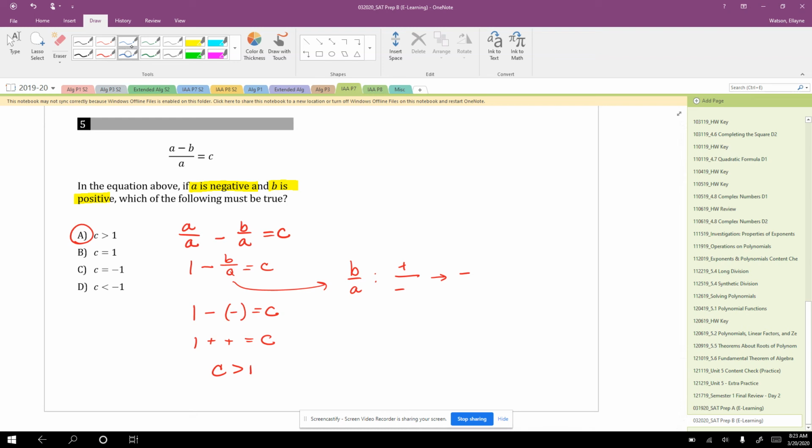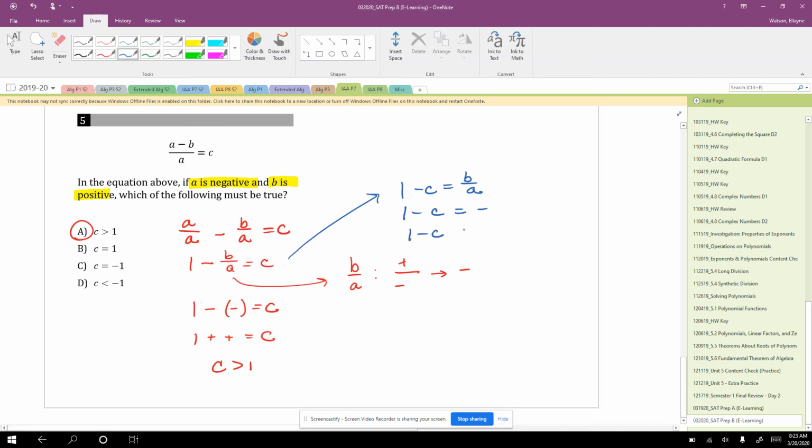Okay, another way to look at it is starting right here. Rewrite this now so it looks like this. 1 minus C is equal to B over A. Again, we know that B over A must be a negative number because of the work we did previously. So 1 minus C is equal to a negative number, which means 1 minus C has to be less than 0, right? Because 1 minus C is equal to something negative. And then if you rewrite that in terms of C, you're going to get C is greater than 1. Okay, so we got it in both ways.